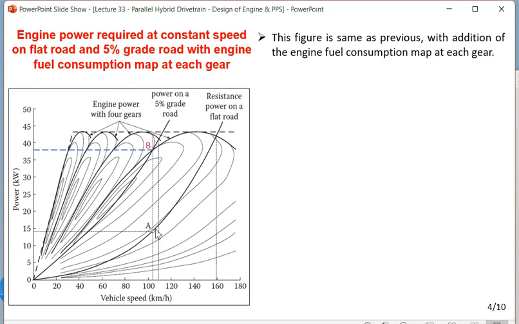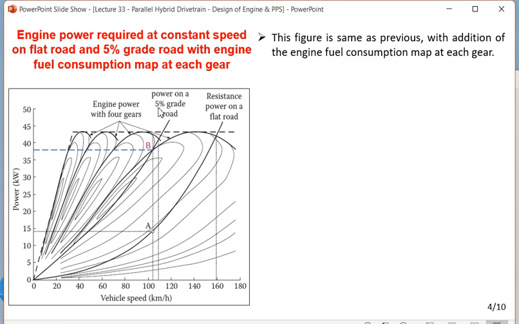But the same speed, if you want to produce on a grade, that is a 5% grade, in that case you have to use around 38 to 39 kilowatt of power. So point B is for grade road power, and point A is for flat road power. Just see the difference. The same speed requires around 25 kilowatt more power. So this 5% grade is responsible for more than 25 kilowatt of extra power from the same engine. This is the difference between a flat road and a grade road.